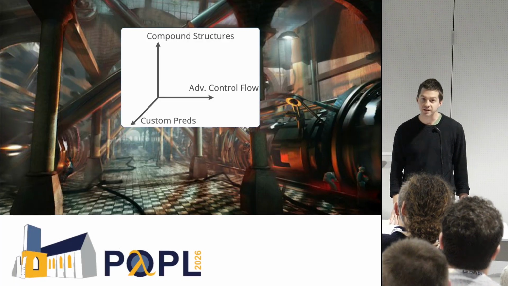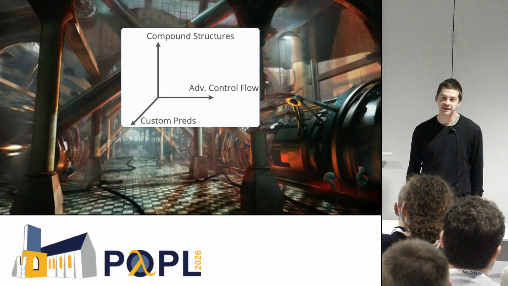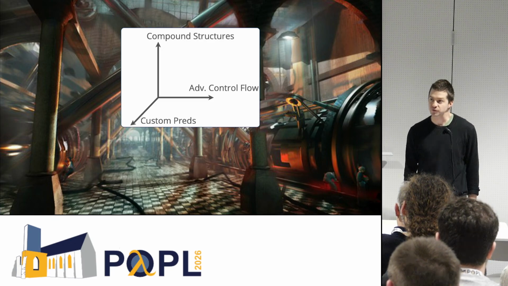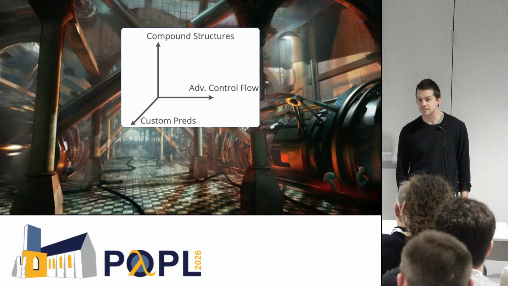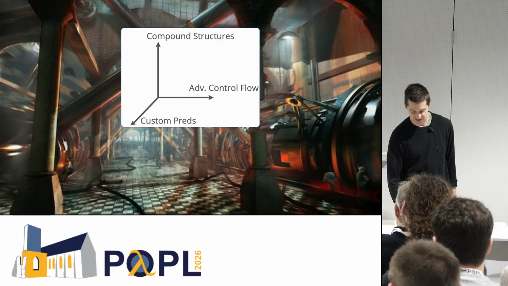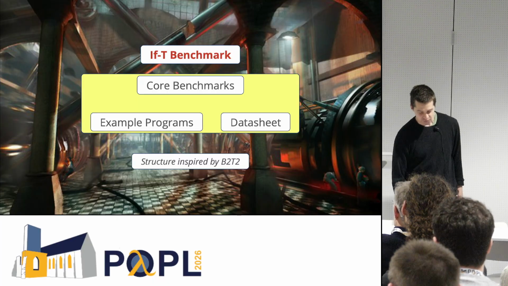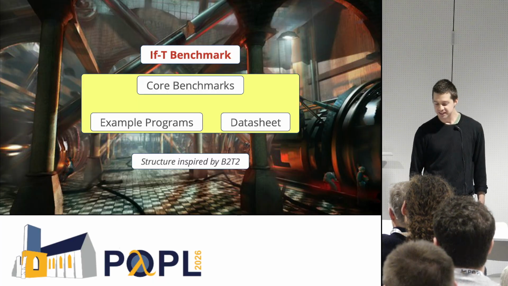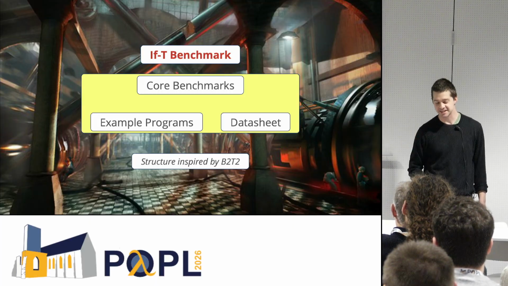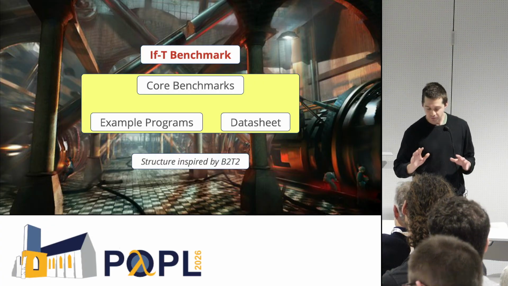So one is dealing with compound structures. Where inside this piece of data are we doing a refinement? Second is dealing with other forms of control flow and really making the system compositional. And third is user-defined predicates, which is the topic I started off with. So we've put these together in what we call the if-t benchmark, because that's the first thing you notice with type narrowing, is if something has the type. And there's 3 parts to the benchmark.